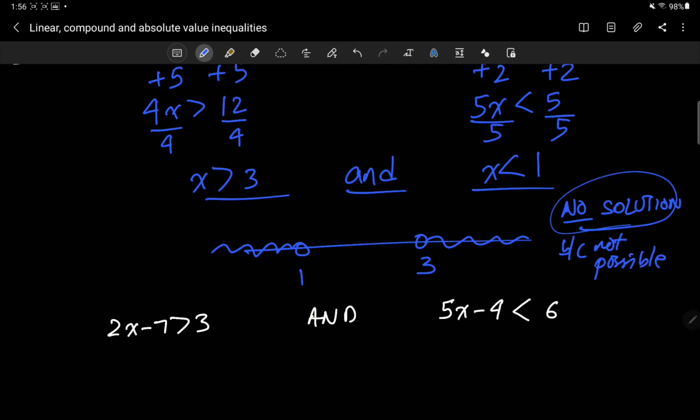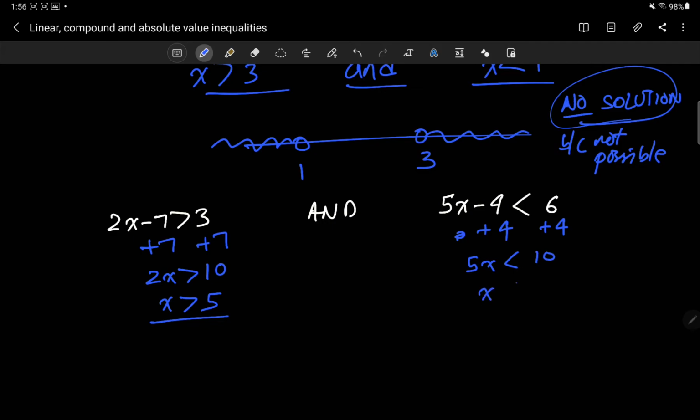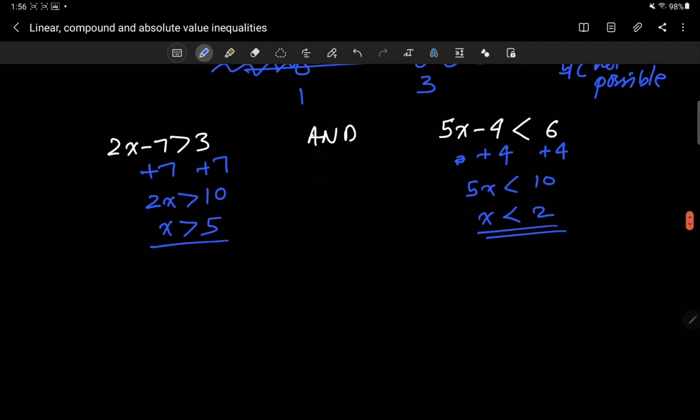It's not possible for a number to be less than 1 and greater than 3 at the same time. Okay, this is add 7. So you get 2x is greater than 10, x is greater than 5. Add 4, 5x is less than 10 and x is less than 2.